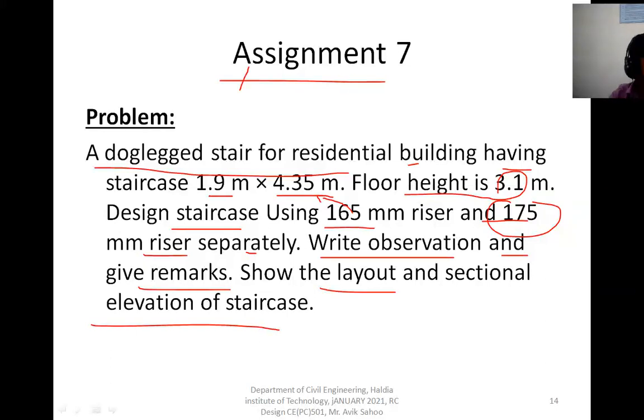So here I end my lecture, and in the next lecture I shall discuss how the staircase is designed, how the dog-legged staircases are designed. That I will discuss in the next lecture.